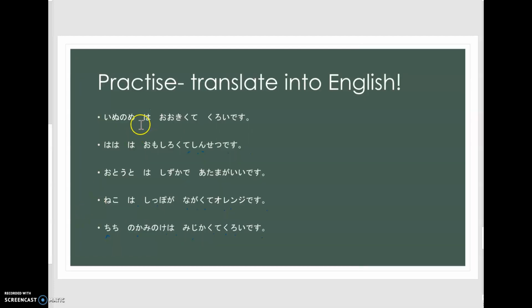Okay, minasan, then have a go again at translating these sentences. How did you go? Here are the answers. Okay, the dog's eyes are big and black. Mum is funny and kind. My little brother is quiet and smart. The cat has a long orange tail. Dad's hair is short and black.